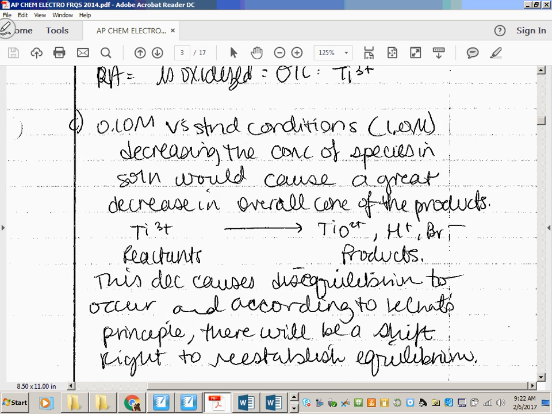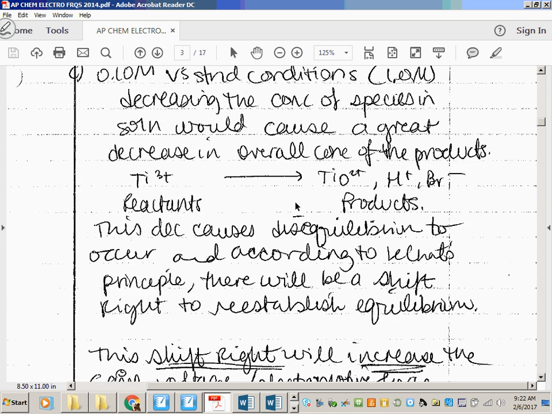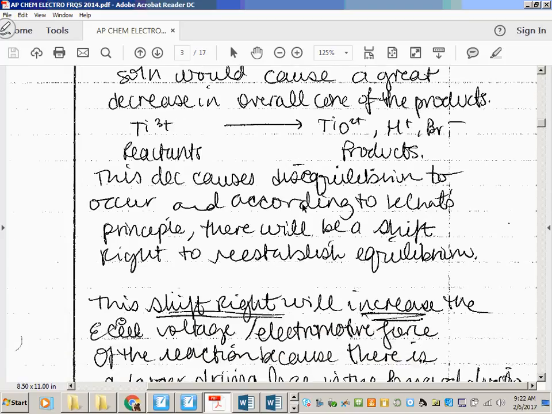So basically, here's our overall. I just did the titaniums. I ignored the aqueous acids. This decrease causes this equilibrium to shift right to reestablish equilibrium, just because of the nature of the number of moles of ions. Does that help with that one? There's a bit of a weirdo.